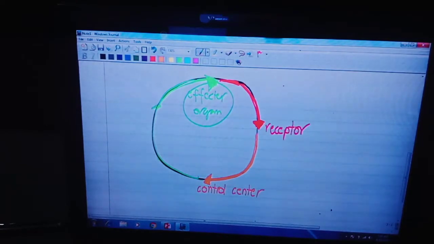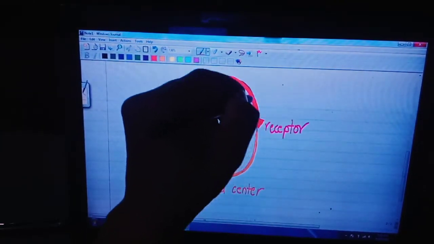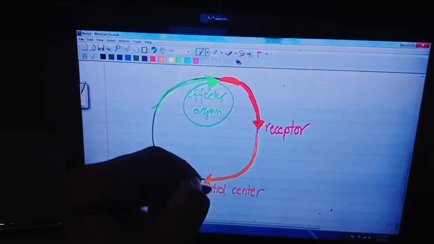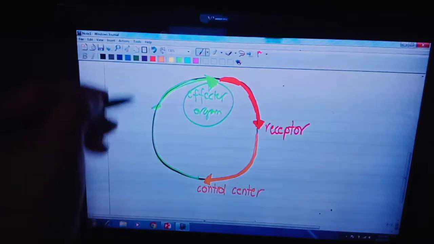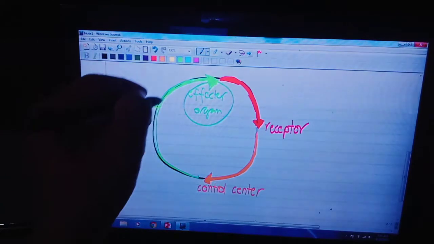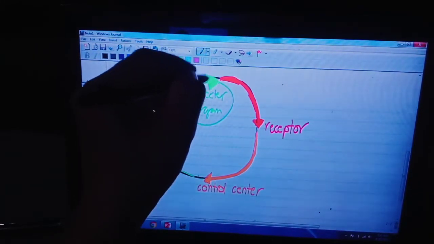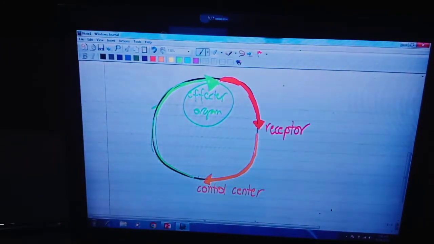Ang mangyayari kasi ganito, guys. Pag na-detect ni receptor yung stimulus, when this receptor picks up the change, they will send information to your control center. Your control center will now develop a plan of attack: how in this world are we going to put this back into a normal situation? Your control center will figure it out and communicate to the effector organ. The effector organ should carry out the right response and take us back to the normal set point. Ganun ang tinatawag na most common regulatory mechanism, which is your negative feedback.